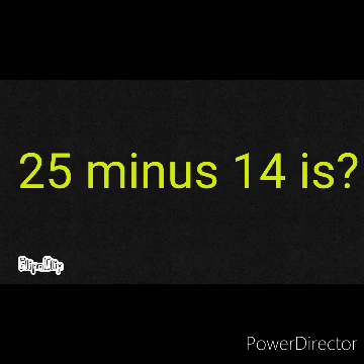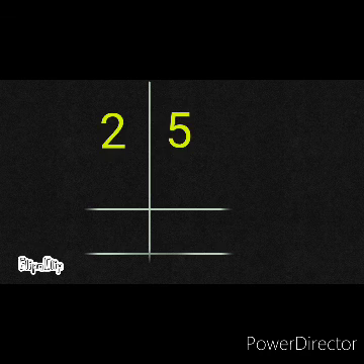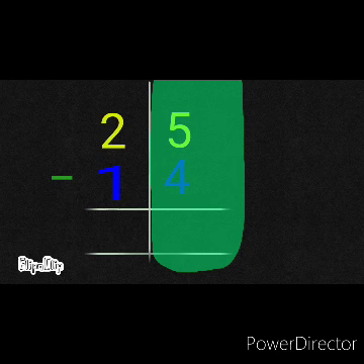Let's look at subtracting two-digit numbers. 25 minus 14, now this is how you would write it. This is how a two-digit column should look. 25 minus 14. Now, we always start working with the outer column, and this column is called the ones column.